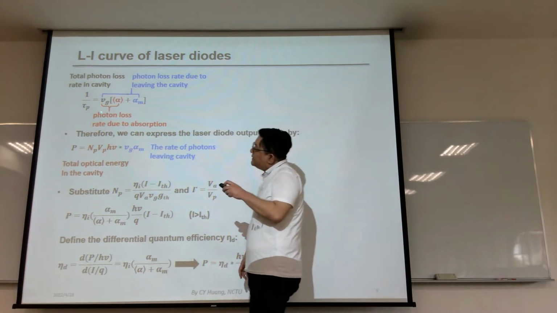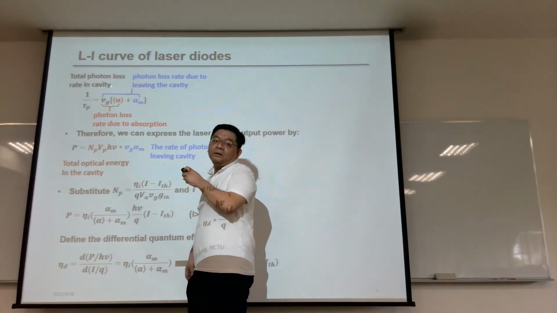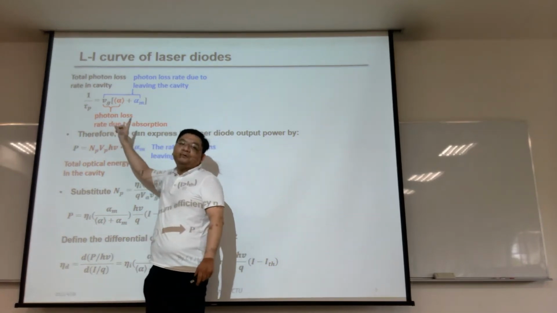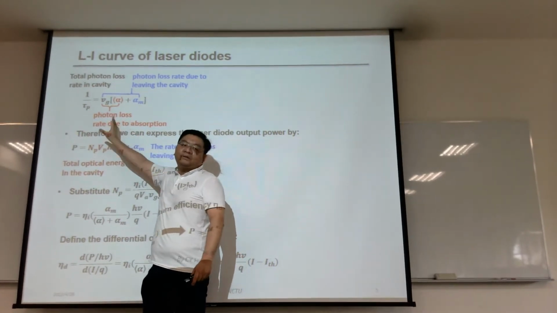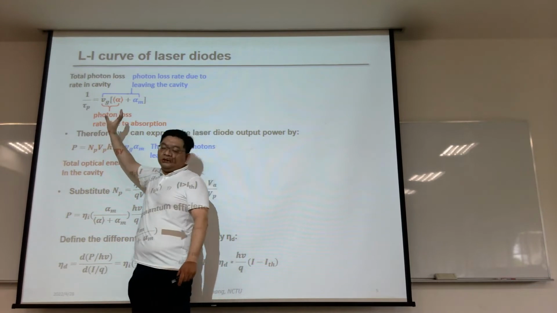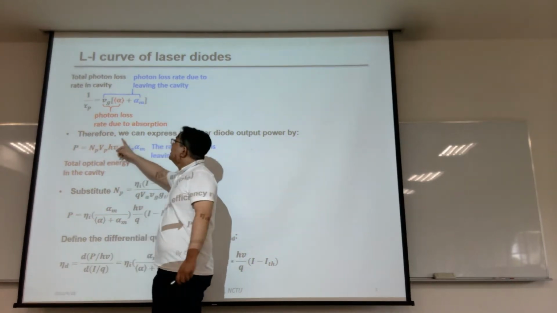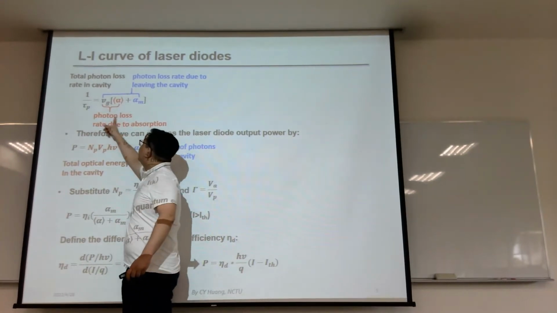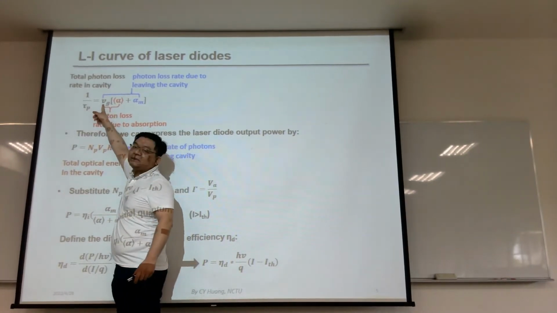Because tau p is the photon lifetime, 1 over tau p means how many photons will be lost from the cavity. So it will be Vg times alpha. You can see the first term means the photon loss, because this is the group velocity.